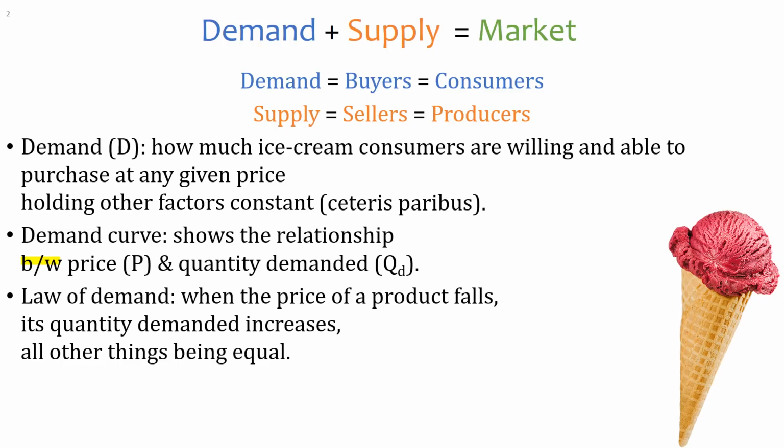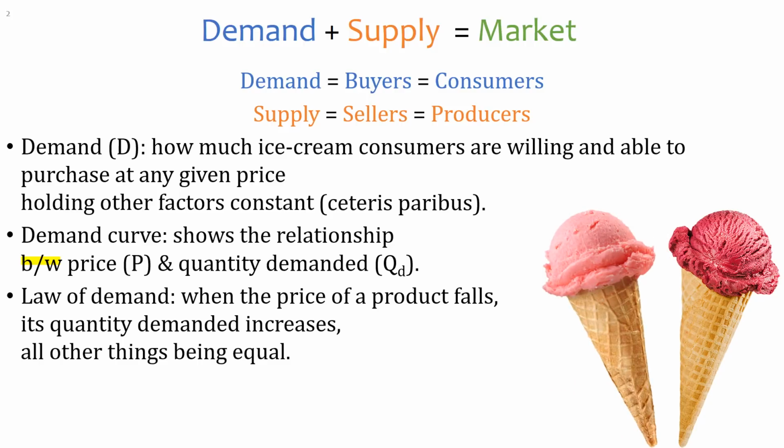Let's say the price of ice cream is, I don't know, $5 a cone. People buy a certain amount. If the price falls, then people buy more. So that's kind of obvious.